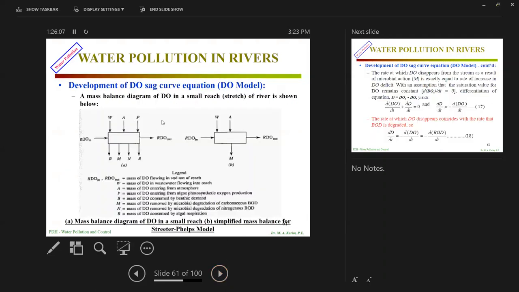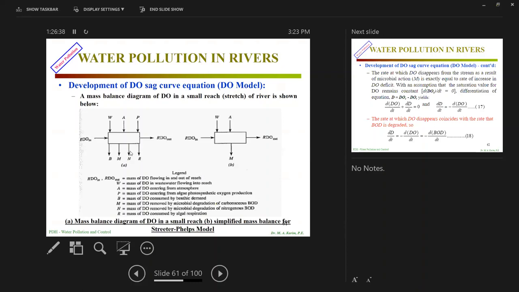So we have to make a few assumptions. In this case, these are the ones coming in, these are the ones contributing. Contributing is wastewater dissolved oxygen being contributed. A is the atmosphere, whatever is coming. P is the photosynthetic oxygen production. These are the users. One is the benthic fauna demand, and this is the carbonaceous microorganism. This is the nitrogenous microorganism. R is the algal respiration.